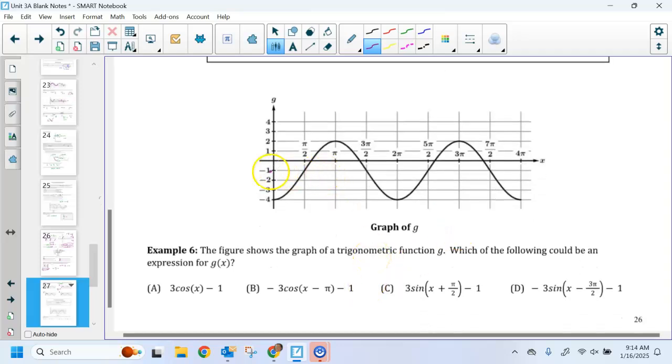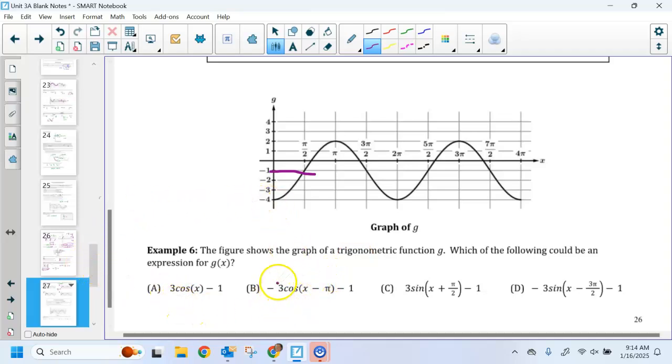So for this one, they want to know what the graph is. Let's look here. The midline is -1. All of my examples have a midline of -1. The amplitude is 3. All of my examples have an amplitude of 3. My period, if I go from max to max, is 2 pi. All of my examples have a period of 2 pi because we all have a coefficient of 1 in front of x. So which one is it going to be, guys?